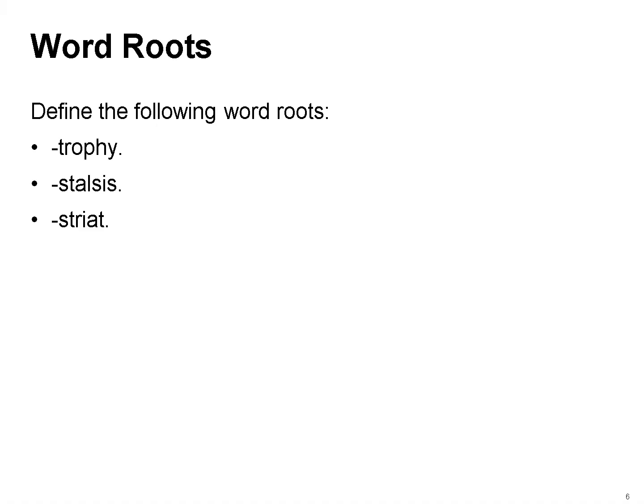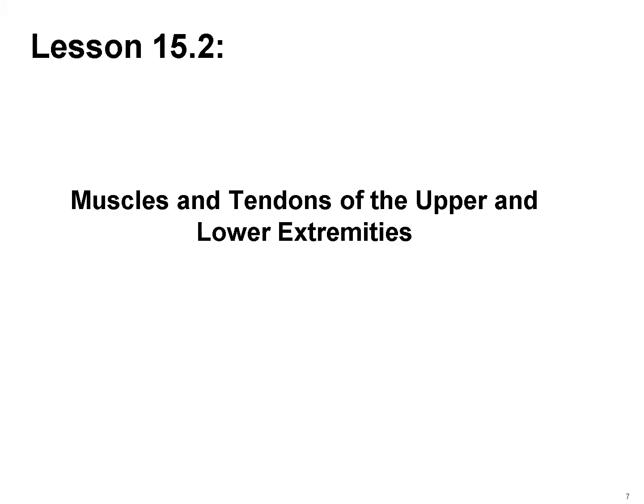Trophy means nourishment or growth. For example, hypertrophy refers to the enlargement of muscle fibers due to nourishment or exercise. Stalsis means constrict or contraction. You'll see this in terms like peristalsis, which describes the wave-like muscle contractions that move food through the digestive tract. Striate means stripes. This is used in words like striated muscle, referring to the striped appearance of skeletal muscle under a microscope.